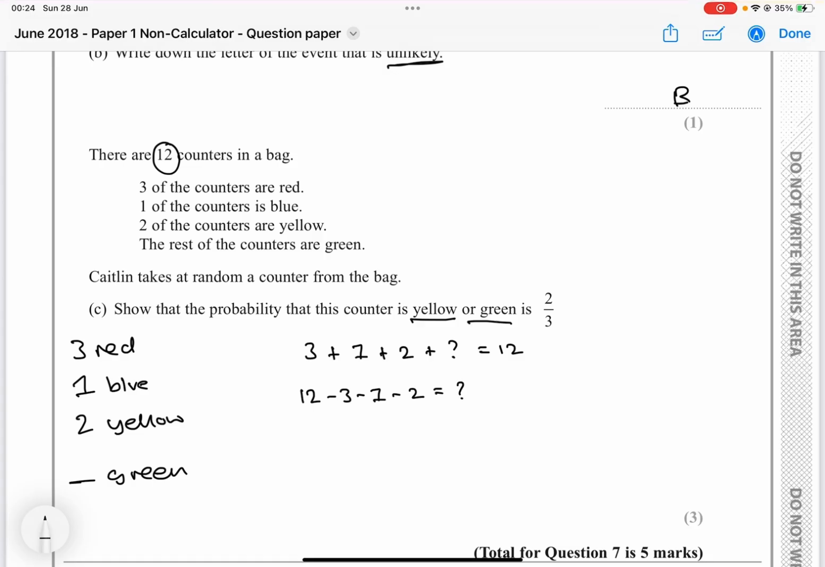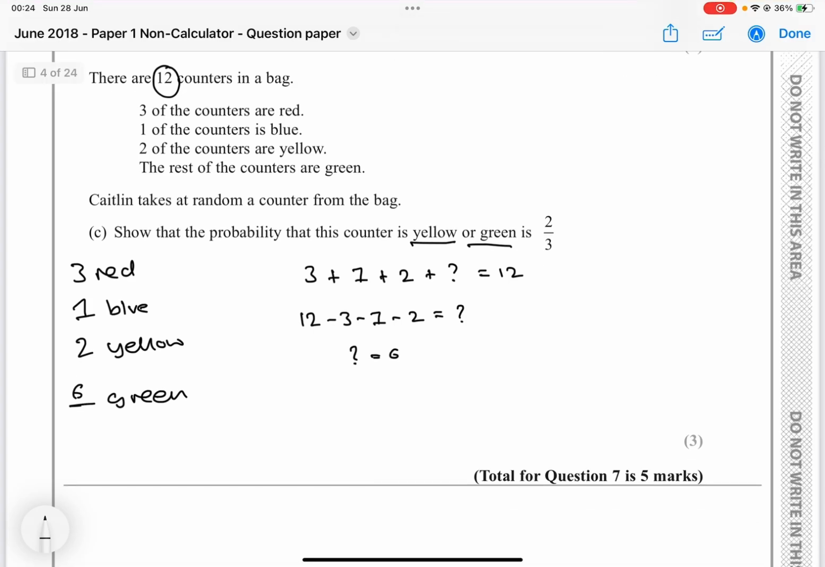So 12 minus 3 is 9. 9 minus 1 is 8. 8 minus 2 is 6. So question mark equals 6. So there's 6 green. Okay. Now, the probability of getting a yellow is 2/12. And the probability of getting a green is 6/12. So if we just want to work out the probability of getting a yellow or a green, we just add the 2. And that would just be 8/12. If you simplify this, you get 2/3. And we've shown it. So that's the end of the question, and we get that right.